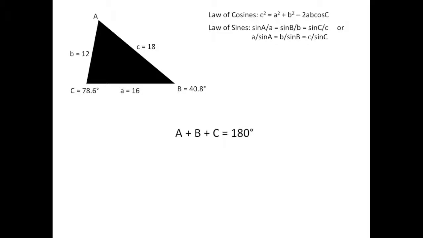Because all triangles have 180 degrees, we can say that angle A plus angle B plus angle C equals 180 degrees. We can then plug in the values for angle B and angle C so that angle A plus 40.8 degrees plus 78.6 degrees equals 180 degrees. And then subtract 40.8 degrees and 78.6 degrees from both sides so that angle A equals 60.6 degrees.